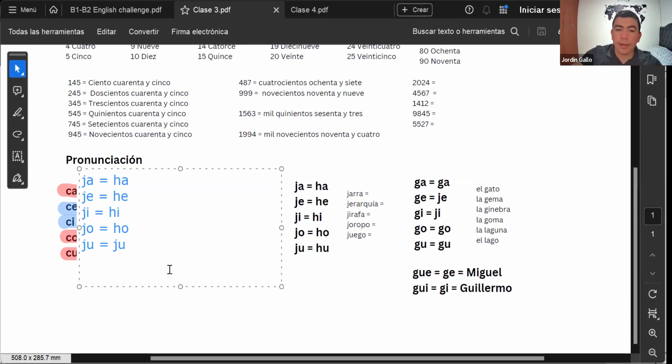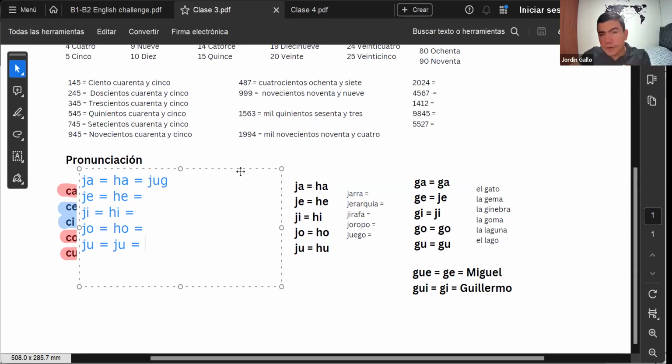Let's try with this. Jarra, jerarquía, jirafa, joropo, juego. A jarra would be a jug. Jerarquía would be hierarchy. I don't know how to spell that word in English. And then jirafa would be giraffe. Joropo is a typical dance of Colombia. And juego would be game.